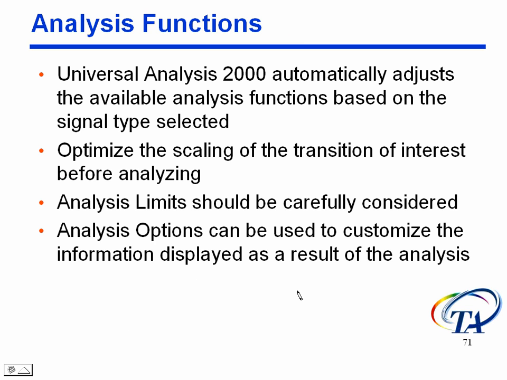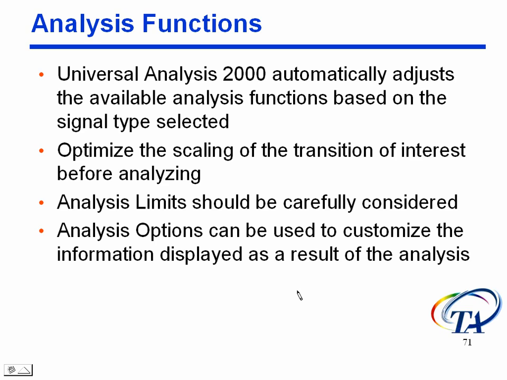There's a couple things I'd like to mention before we get into it. The first is that UA automatically adjusts the available analysis functions based on the signal type selected. So if you're looking at a DSC, you're going to see the DSC analysis functions. If you're looking at a TGA, you're going to see some more functions that are specific to TGA, as well as some generic ones that are specific to all signals. Same thing goes for TMA. You'll see some expansion coefficient functions and stuff like that.